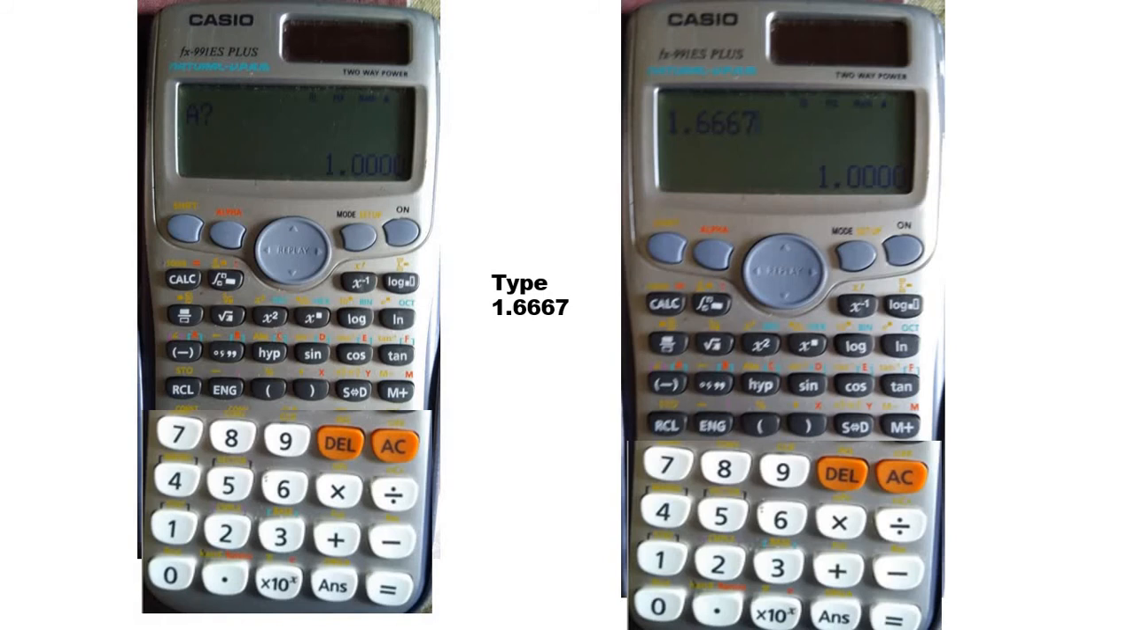It will ask you what is the value of a. Remember, this is the old value. You have to replace it by the new value. Type 1.6667.